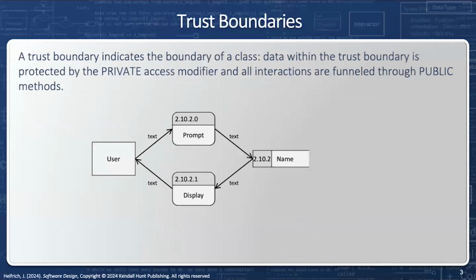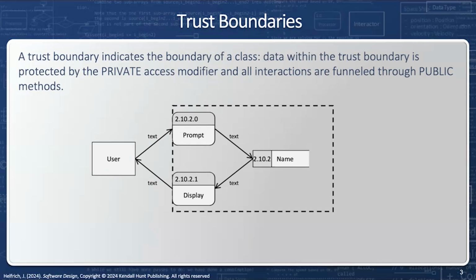Now to understand how this works, take a look at this data flow diagram. Here we have an interactor. The user is going to send text to the prompt, and that's going to get stored in the name. And then the accessor is the display where text gets sent back to the user. Now we're going to introduce something called a trust boundary. A trust boundary indicates the boundary of a class. Data within the trust boundary is protected by private access modifiers, and all interactions are funneled through public methods.